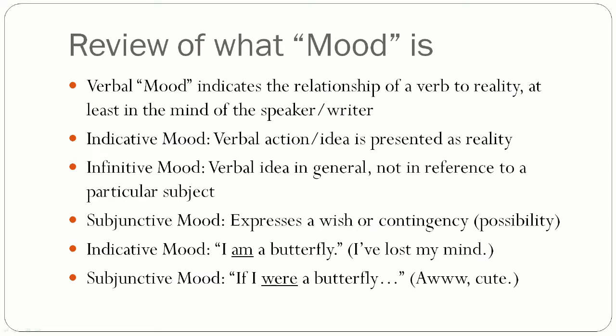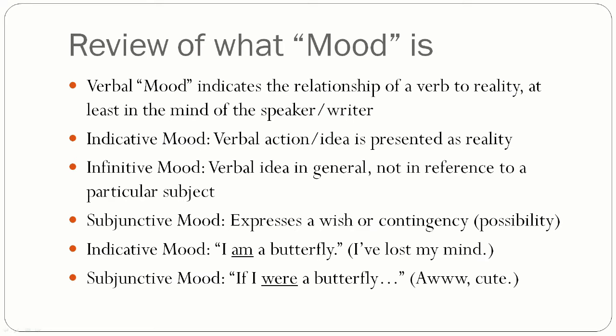I also have here maybe a bit of a silly example, but a verb in the indicative, if you use to be, you could say something like, I am a butterfly. And if I said that, you would all think that the cheese had slid off my cracker a little bit. I am a butterfly. I'm presenting this as fact, even though it's clearly not.